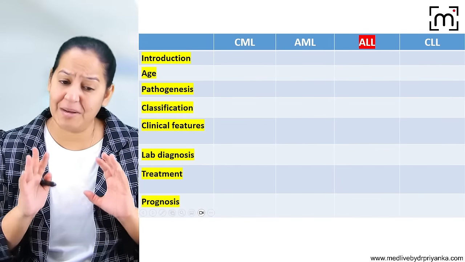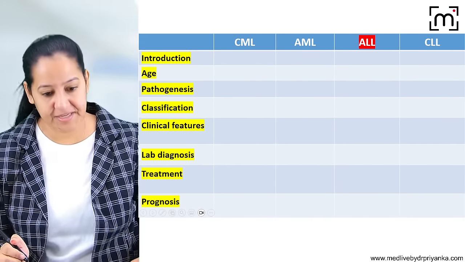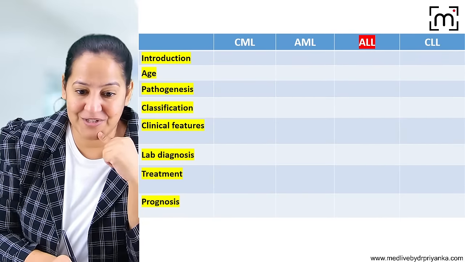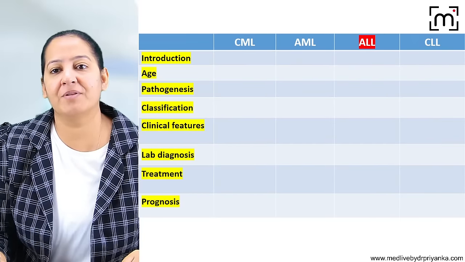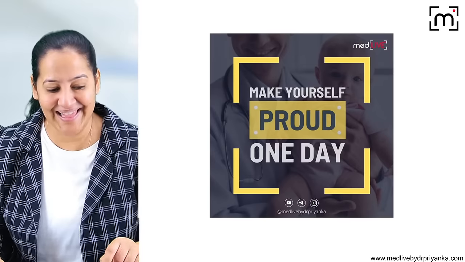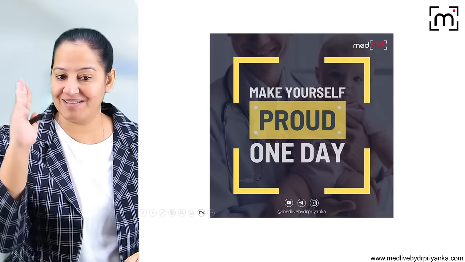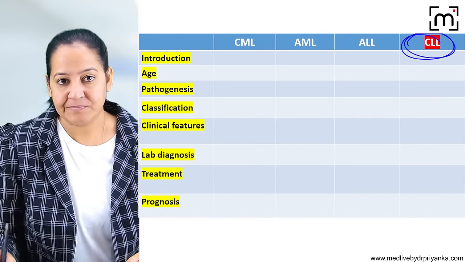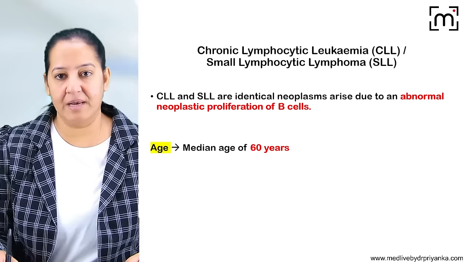So based on that, you get many image-based questions. Till now, we have covered three leukemias. The age group is different in all three. Okay, so let me come to the last one. Are you ready? Shall I start the last one? CLL. And I will do a comparative analysis of all four. So let's come to the last one, that is CLL.